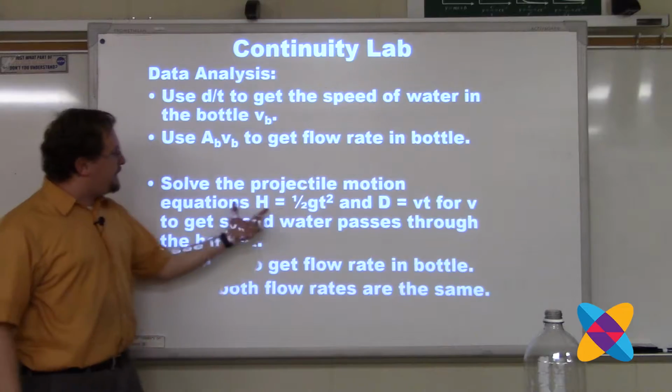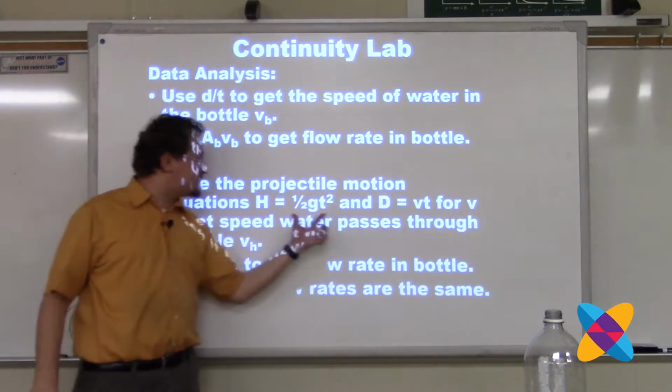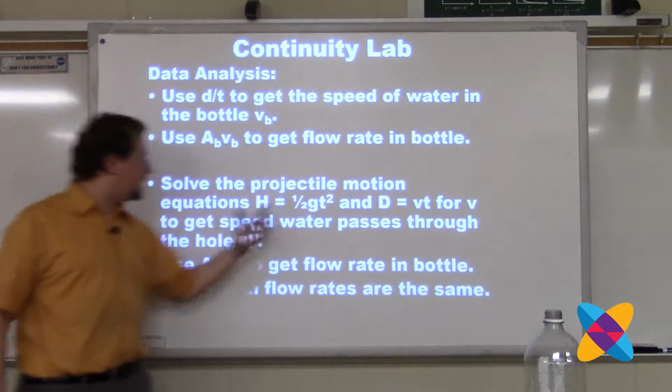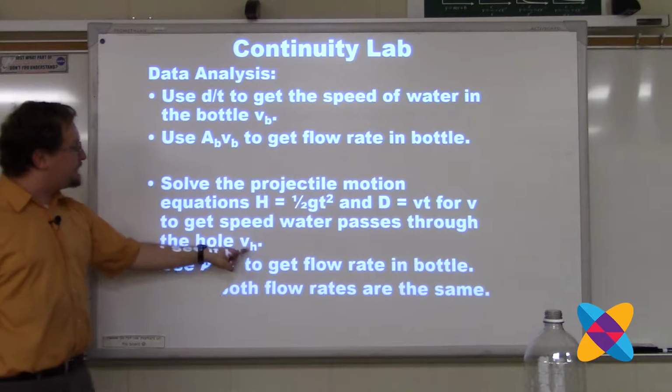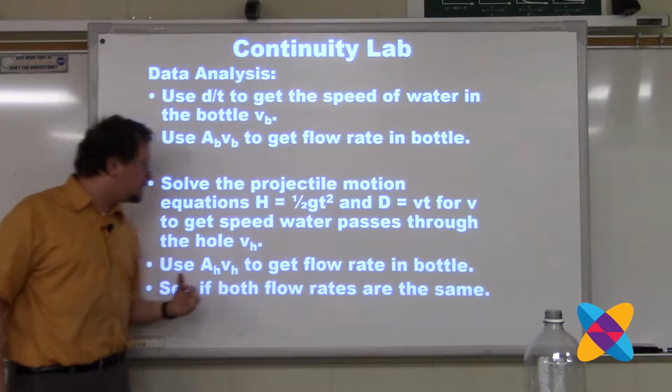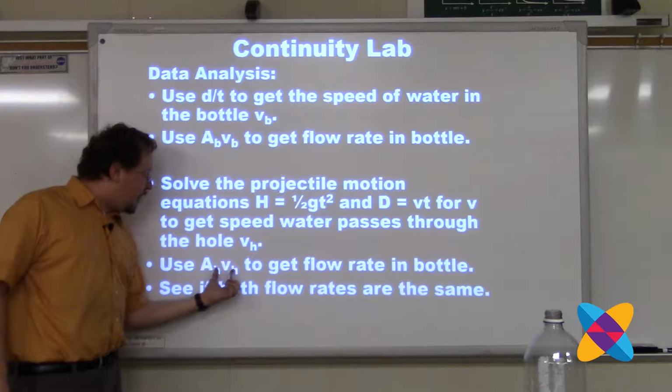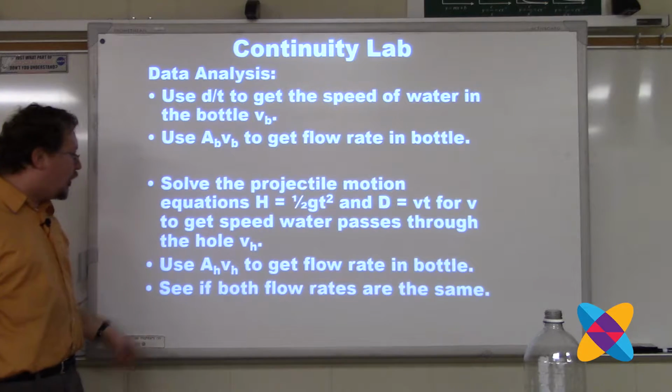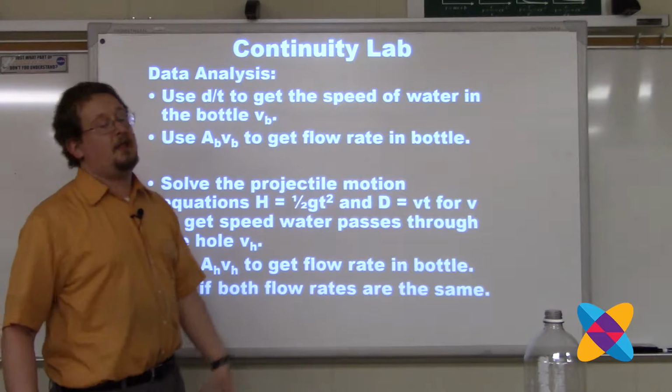They're going to solve these two projectile motion equations from Physics 1, or whatever their previous physics was, to get the speed that the water comes out of the hole. Then they're going to use the area of the hole and the velocity of the hole to get the flow rate of the hole and see if they're both the same. That's what they're going to do.